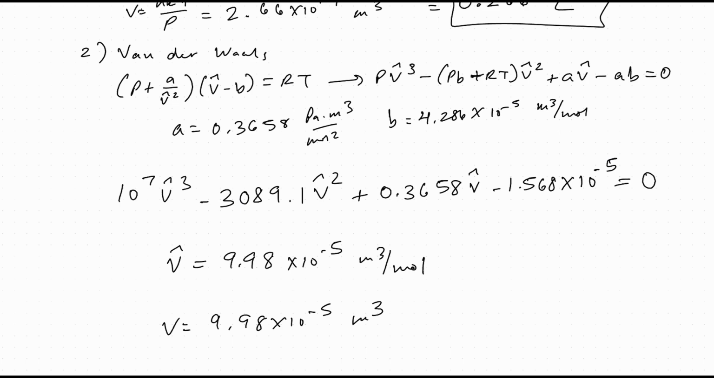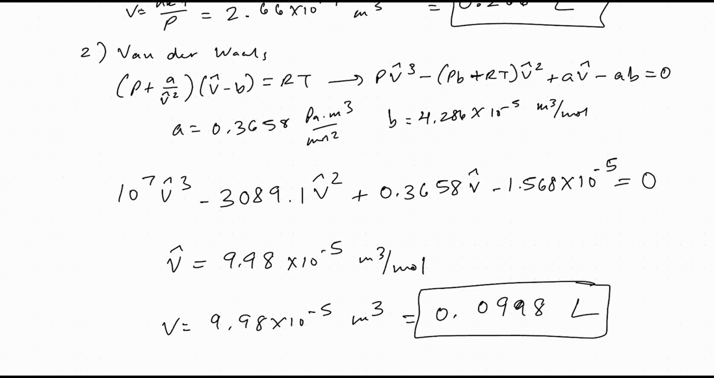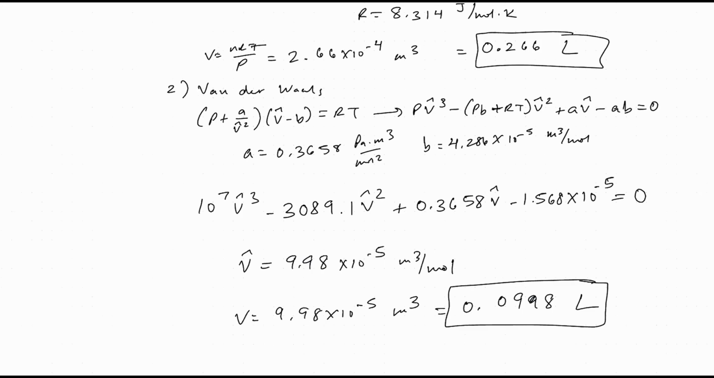which is equal to 0.0998 liters. So now let's just compare those two values. The ideal gas law gave us 0.266 liters, whereas the van der Waals equation gives us 0.0998, right? So pretty significant deviation, as you can see here.